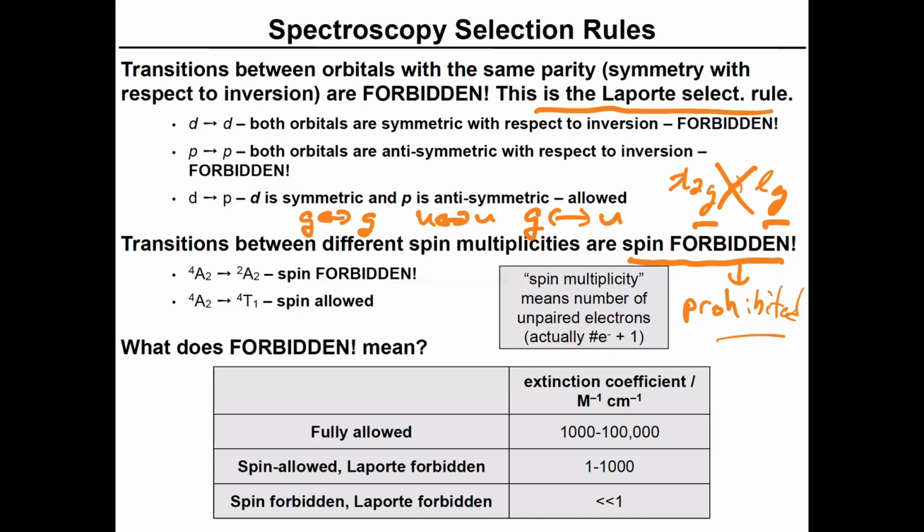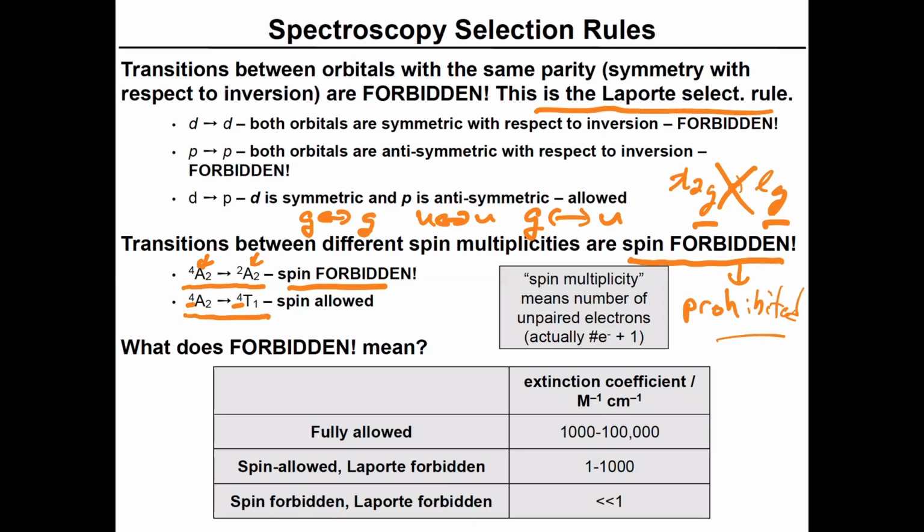Examples of this would be some of these ligand field term symbols, which we haven't discussed yet. If you have a quartet A2 to a doublet A2, that's absolutely spin forbidden because the spin multiplicity changes in the transition. Whereas if you pick the second transition here, a quartet A2 and a quartet T1, the superscripts indicate the spin multiplicities. The spin multiplicities being quartets tells you that that's a spin allowed transition.